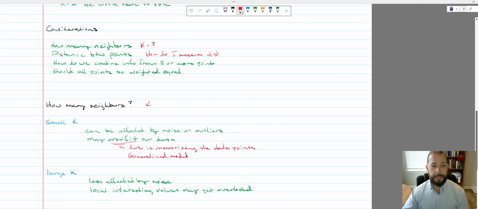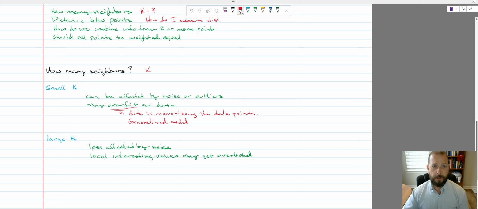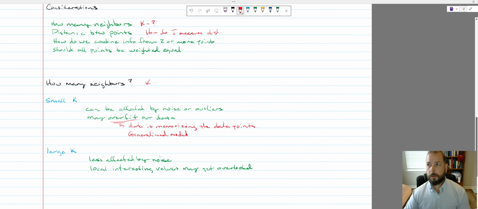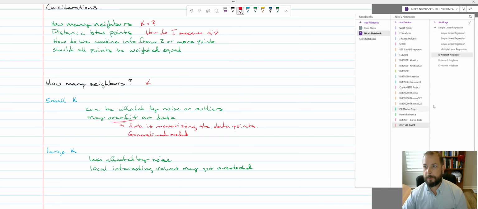Large values of K are less affected by noise, but oftentimes if there are interesting values, like a local minimum, those can get overlooked. Those are, for instance, data points that may be very close. But if we're looking at very large amounts of K, we might overlook that local drug that we need to prescribe.